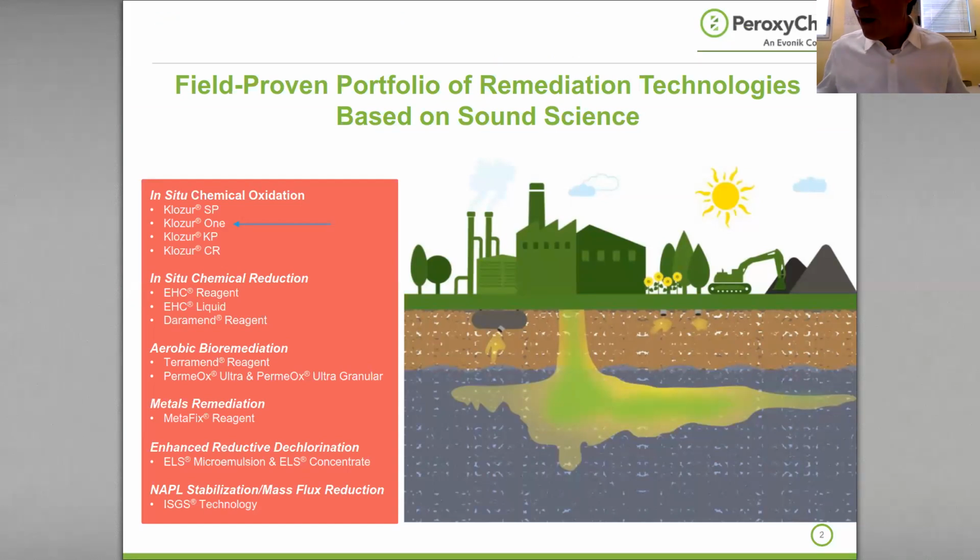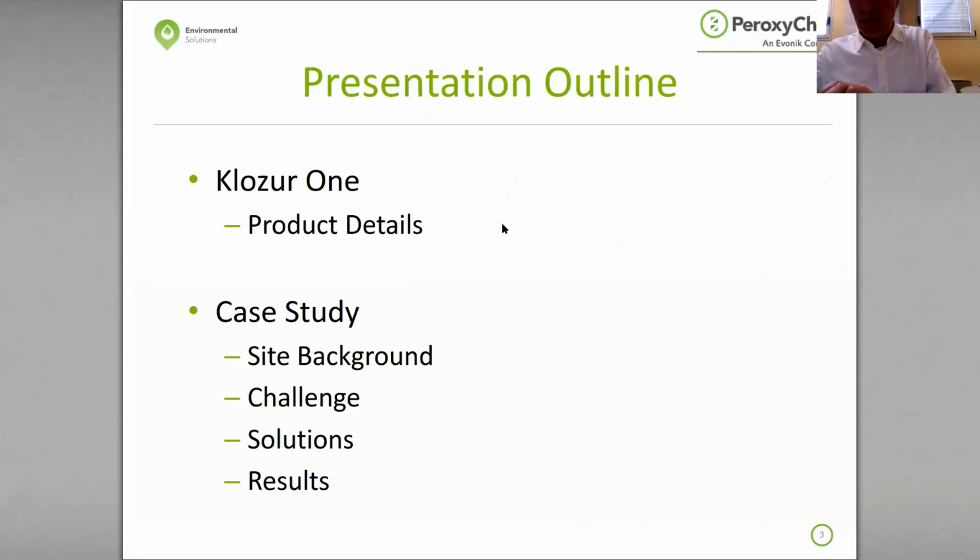Because of this, we are often able to assist clients in determining some viable options for a contaminated site based on their budget, speed to cleanup, or other site constraints. And today's case study will be focusing on the Closure 1 ISCO technology highlighted there.